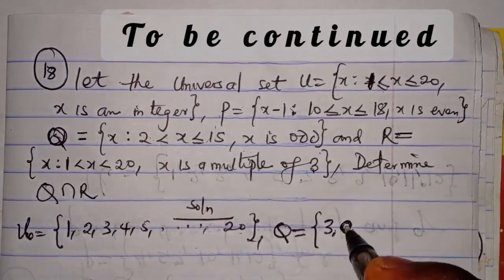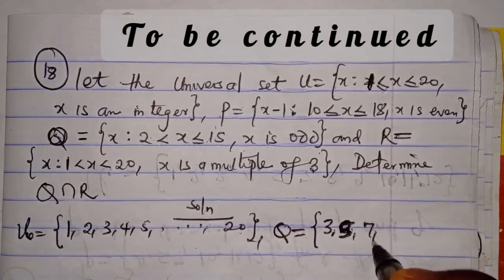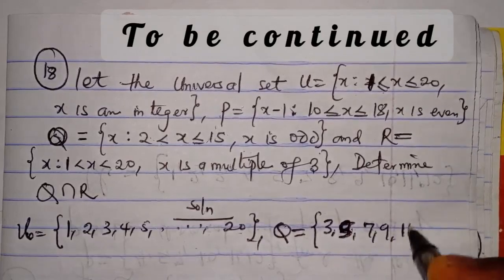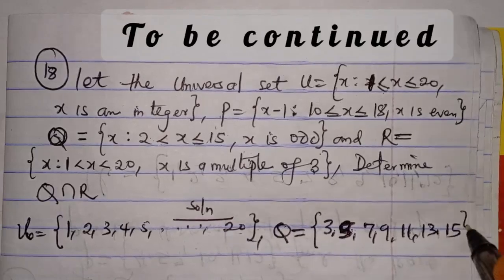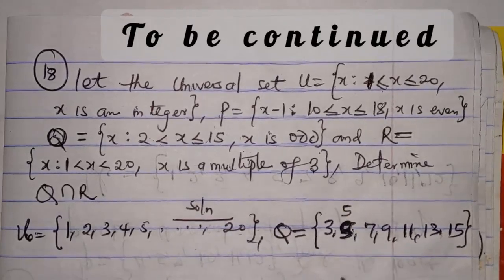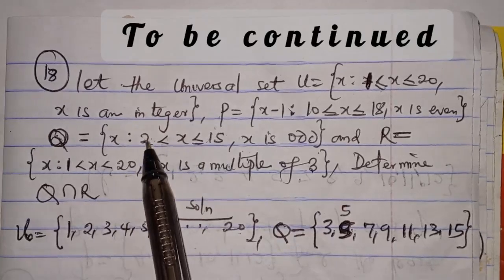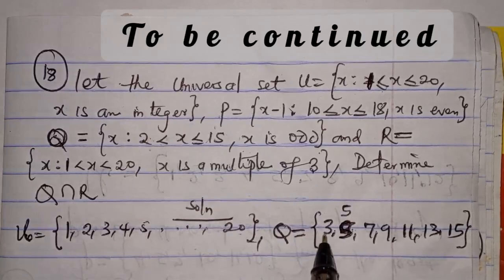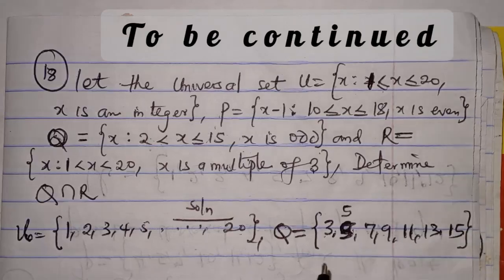So 3 itself, we have 5, 7, 9, 11, 13, and 15. So these are the odd numbers between 2 and 15, 2 not inclusive. You get the point now: 3, 5, 7, 9, 11, 13, and 15.